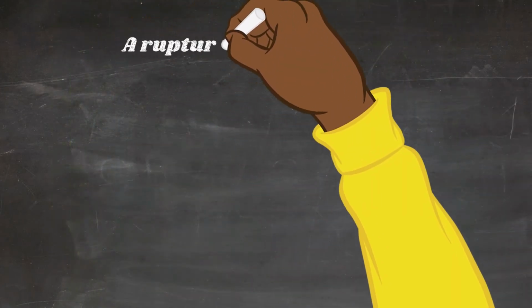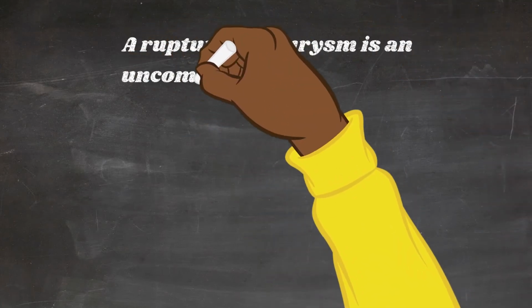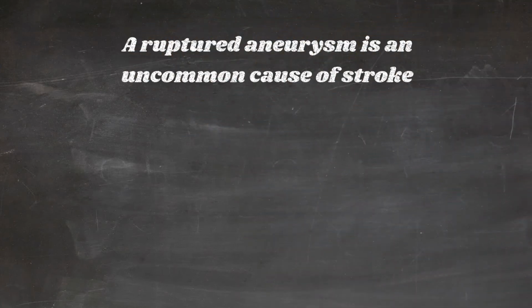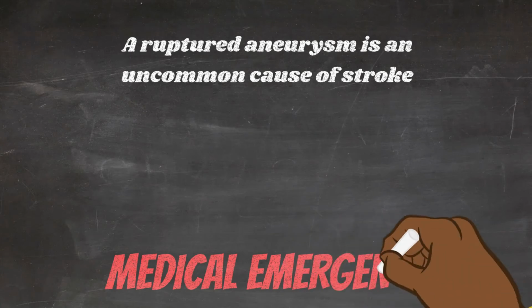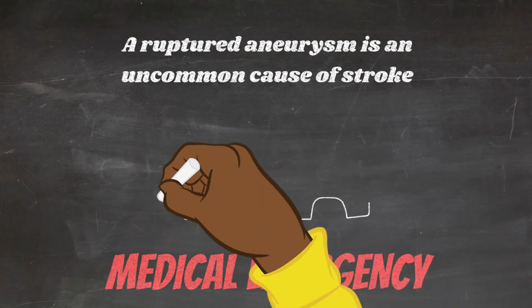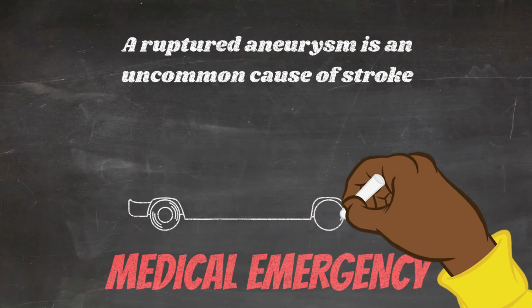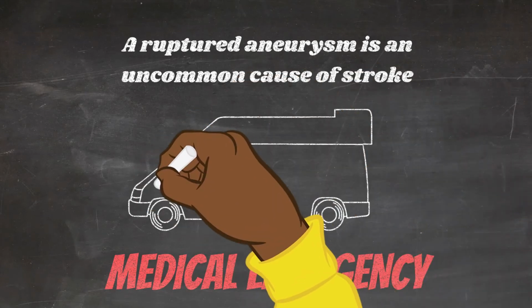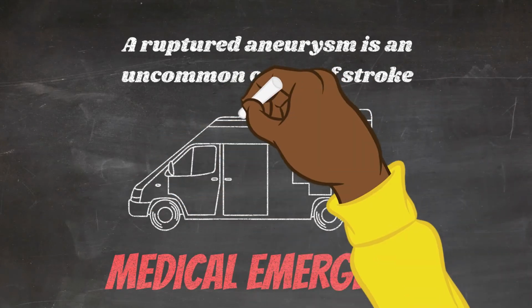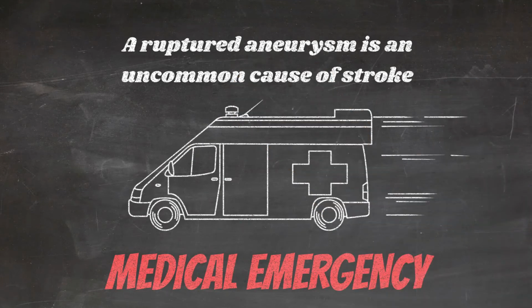Treatment. A ruptured aneurysm is an uncommon cause of stroke, and if a patient is suspected of having a subarachnoid hemorrhage, it must be treated as a medical emergency. The treatment administered depends on the degree of blood loss and also on the patient's symptoms. This assessment is made based on the Hunt-Hess scale, with 1 being mild symptoms and 5 being the most severe.